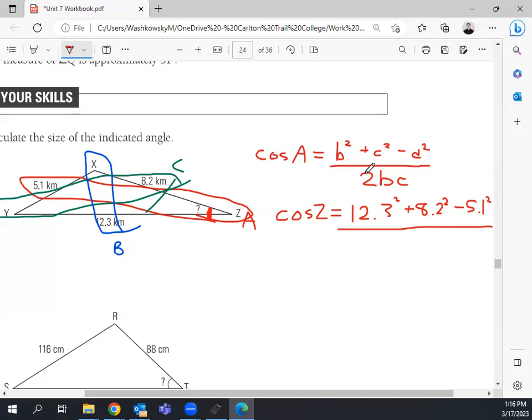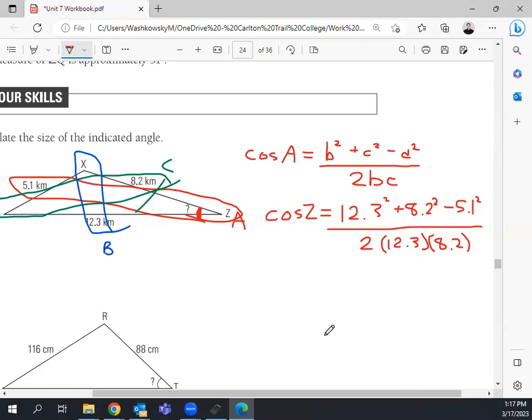What that 2BC means is 2 times B times C. You could put a little times there, but I'm going to recommend just putting brackets, to keep it consistent with how we were doing before. So 2, bracket, my B was 12.3, bracket, bracket, 8.2. You notice how they're not squared. That's a common mistake I see people make. They accidentally square because they're used to it having been squared. I'll give you 15 seconds to get caught up, and then I'll show you how we punch this into a calculator.